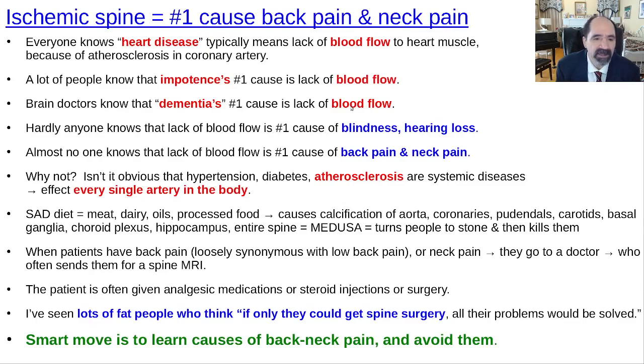And the good news is it's pretty easy to prevent it and reverse it. You just have to know what to do. Okay, so standard American diet, the usual meat, dairy, oils, processed food.